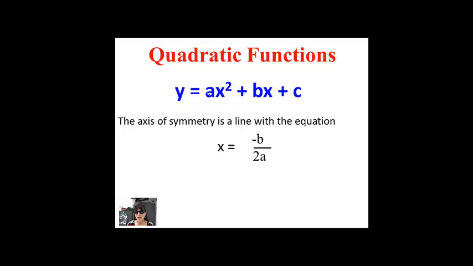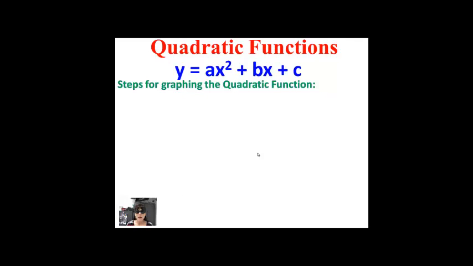One thing I want to point out is that your a value, the one in front of your x squared, tells you, remember, if your parabola points upward or downward. And then your c value tells you what your y-intercept is. This equation will also tell you what the x-coordinate of your vertex is, which is on your axis of symmetry as well. So let's talk about the steps that we're going to follow in order to graph the quadratic function.